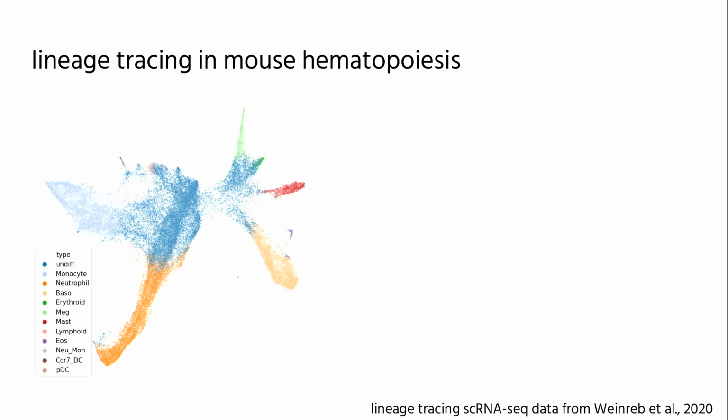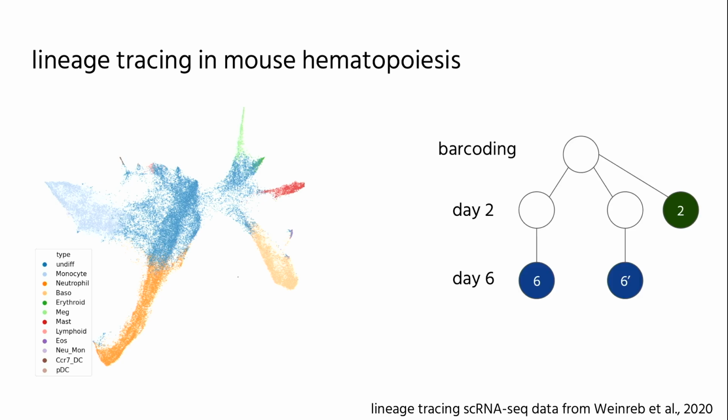One really powerful thing about this data set is that it's lineage traced and sampled at multiple time points. So what happens is the cells get a clonal barcode, and then after 2 days, some of the cells are sequenced, and the remaining cells are split into 2 wells and allowed to differentiate until day 6, and they're sequenced again. So typically in single-cell RNA-seq, you can never track the dynamics of a cell because you have to kill the cell to get its transcriptome.